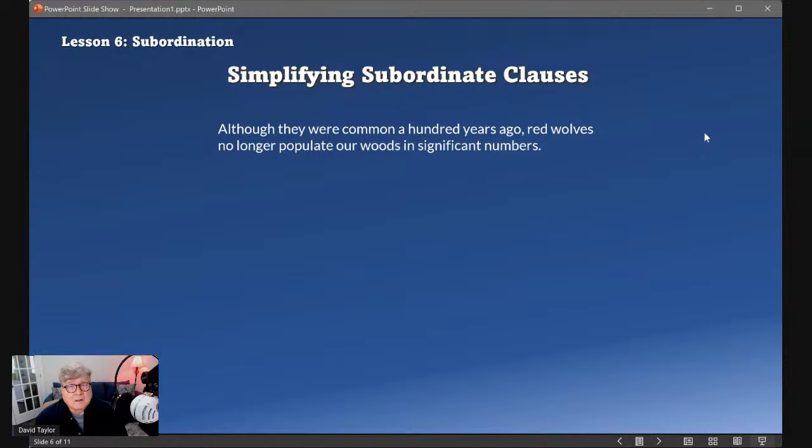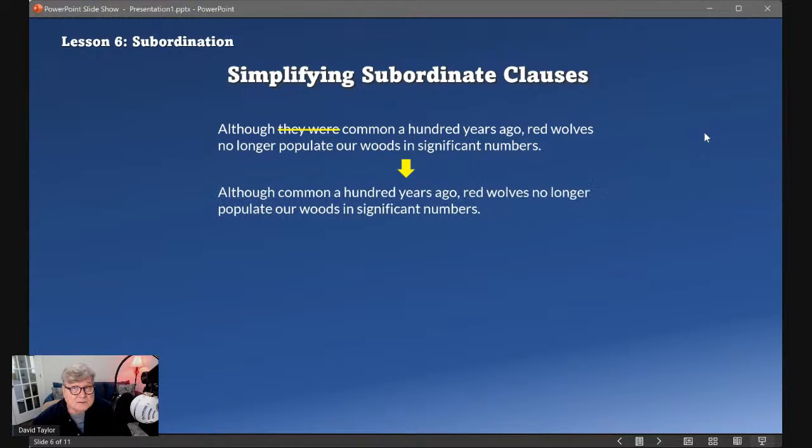So you notice how the they, the pronoun, and the weak be verb are probably not necessary. We can probably trim down that subordinate clause simply by getting rid of the pronoun and the weak be verb. So whenever you see weak be verbs in your subordinate clauses, think about simplifying them, cutting them down to write something like, although common 100 years ago, red wolves no longer populate our woods in significant numbers. Several things are happening there. In that subordinate clause, although common 100 years ago, now it's reduced to a phrase, by the way.